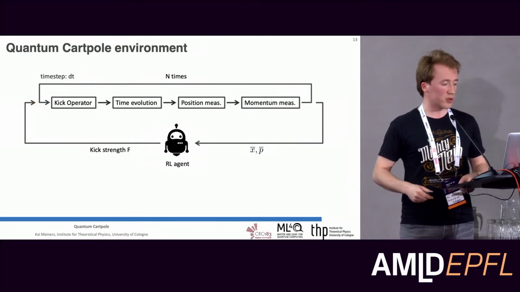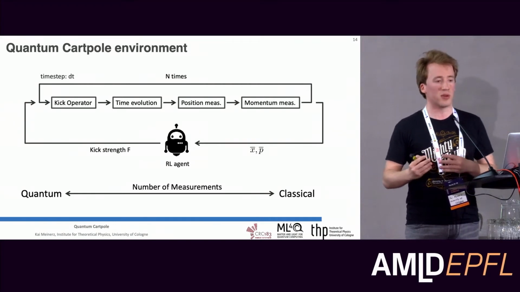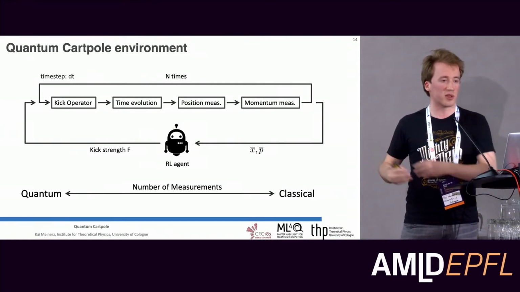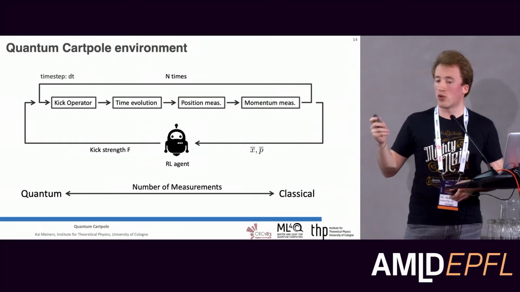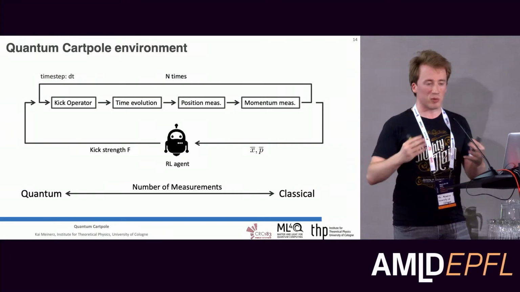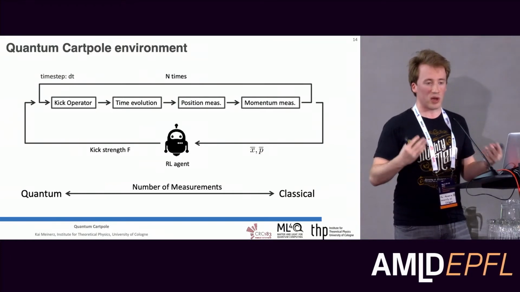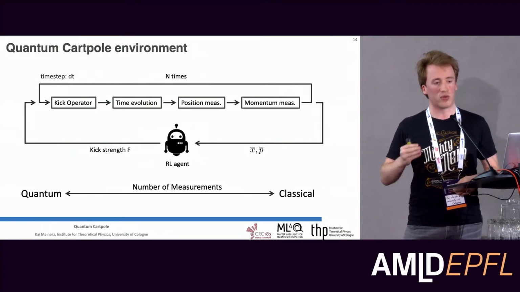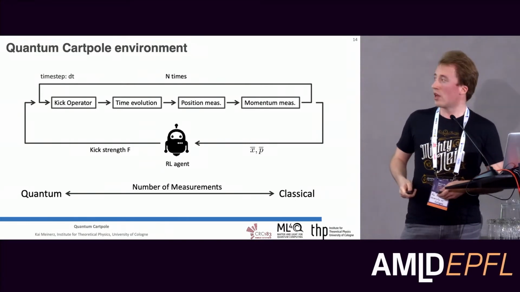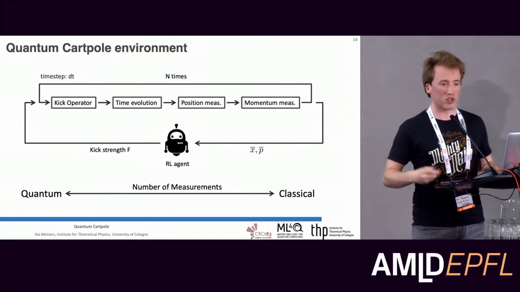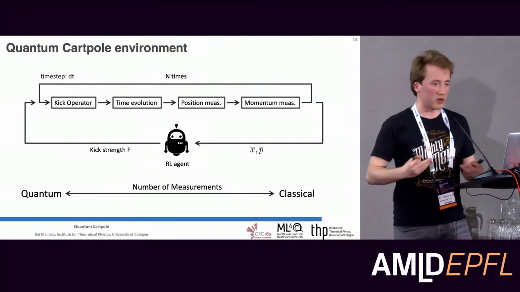And what is really nice about this setup is that we now basically have a way to tune this environment from a completely quantum environment to something which is closer to a classical environment. Because if we only perform a single measurement before giving the data to our reinforcement learning agent, we have maximum uncertainty in our data, and we are basically in the complete quantum regime. But if we perform a large number of measurements in a short amount of time, we get a better estimation of our actual momentum and position, and we will get closer to this classical Cartpole problem, since we just have better information. So with this, our environment is basically done.